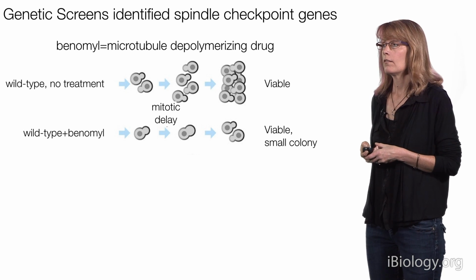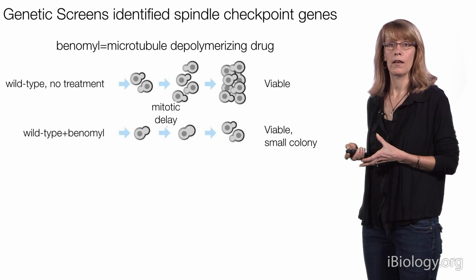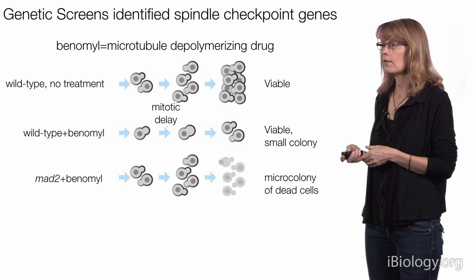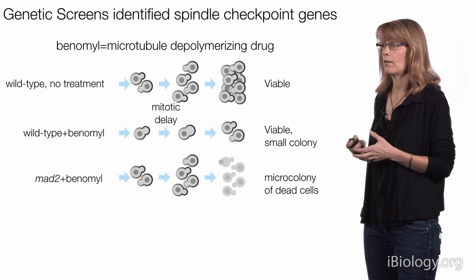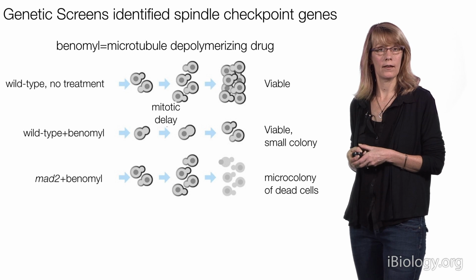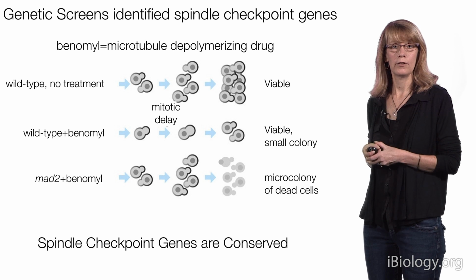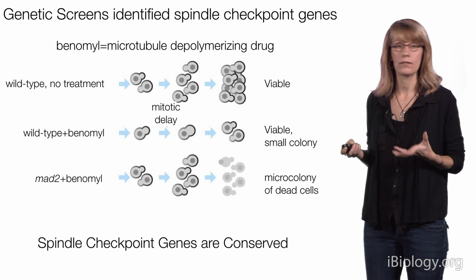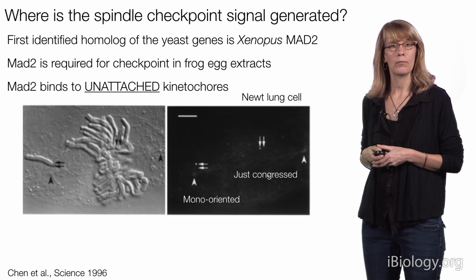So the Hoyt and the Murray labs reasoned that mutants in the checkpoint would not be able to delay, would therefore go through the cell cycle with incorrect attachments, and that would lead to cell death. So MAD2 is one of the checkpoint mutants, and when they treated that with Benomyl, there was no delay, and then they just get a microcolony of dead cells. So by looking for mutants that cannot grow on Benomyl, they were able to isolate really the majority of spindle checkpoint genes. We now know those spindle checkpoint genes that were originally identified in budding yeast are conserved. And there are additional ones that they didn't identify, but the bulk really were identified in these two classic screens in the early 90s.